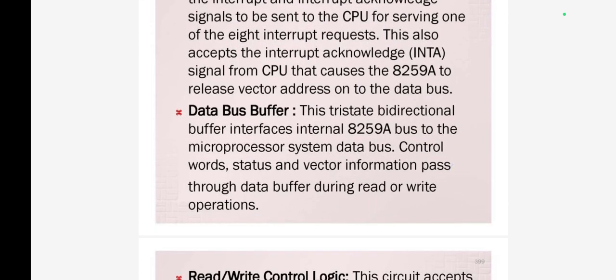The data bus buffer is a tri-state bidirectional buffer that interfaces the internal 8259A to the microprocessor system data bus. Control words, status, and vector information pass through the data buffer during read or write operations.